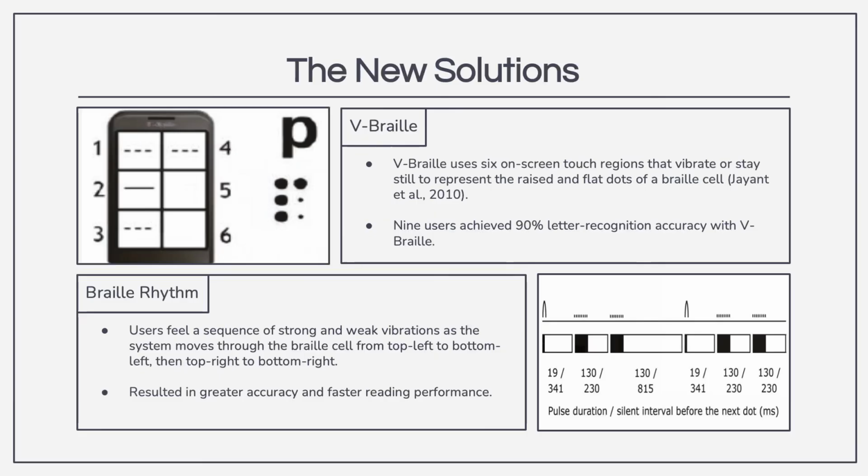And so another form of vibration-simulated Braille that researchers have employed includes Braille rhythm. And now this, unlike vBraille, is not positionally dependent. You don't need to press different areas of the screen, which could have some problems. Maybe you accidentally tap on the side or some other issues arise.